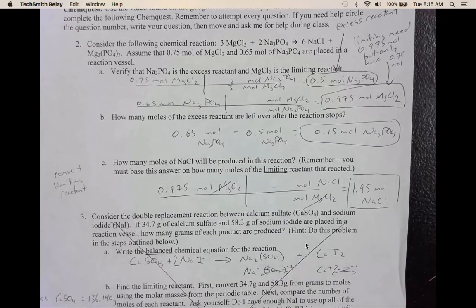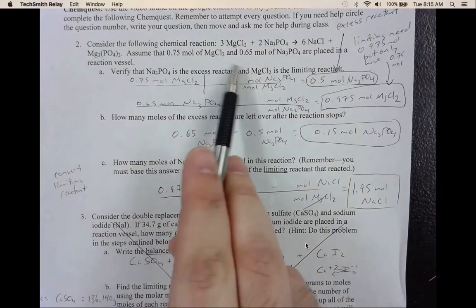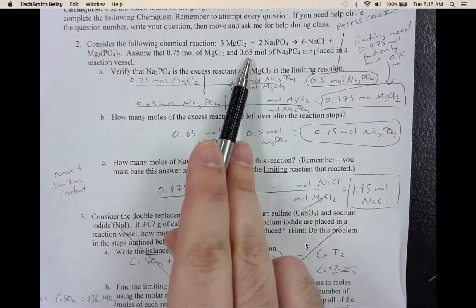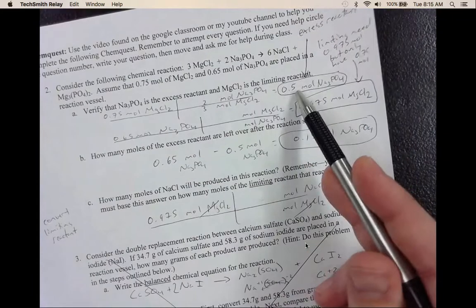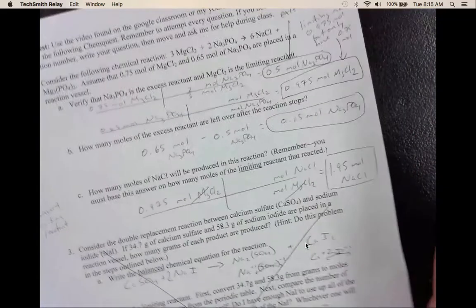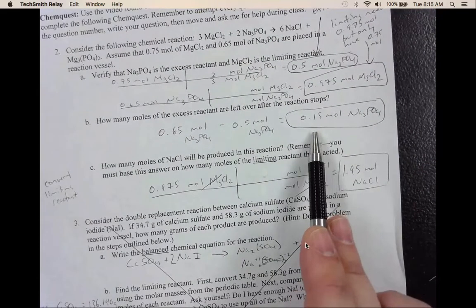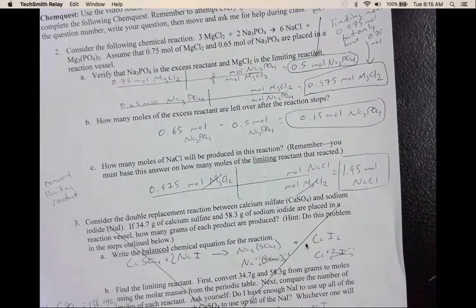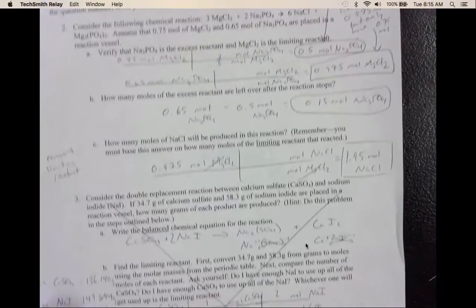So that is simple. You take the moles that they gave you, however much you had, and then you subtract by however much is used. Then the answer, what's given to you, 0.15, that's the moles that's left over. That's what we did not use.